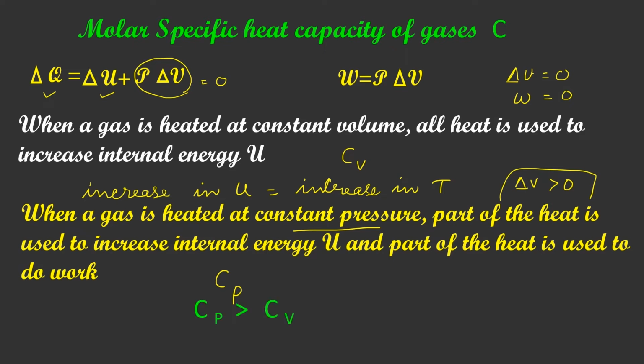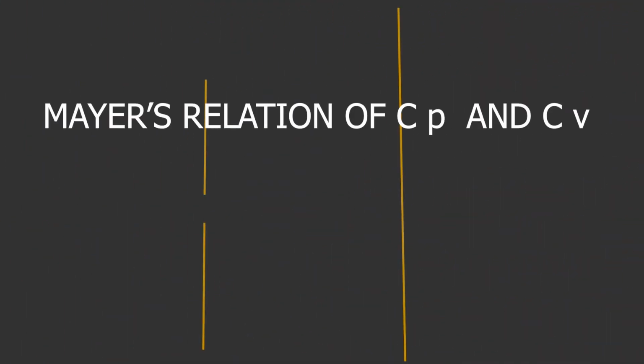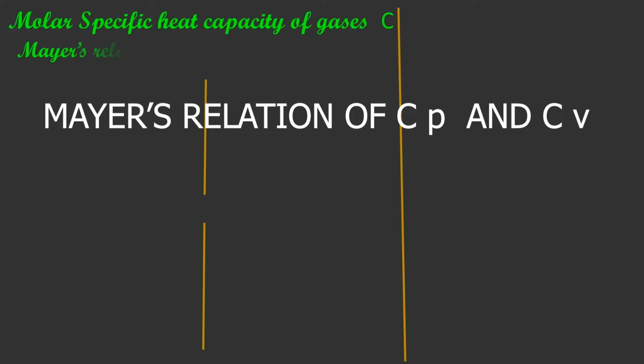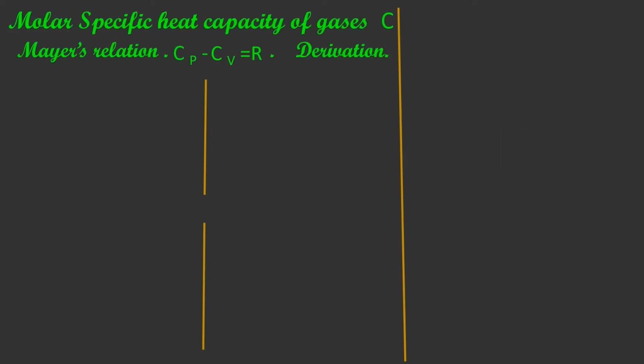So we get the relation Cp is greater than Cv. This is one relation between Cp and Cv. We will see one more relation, that is Mayer's relation. It is a derivation and it is a favorite question for examiners. Mayer's relation says that Cp minus Cv is equal to R. R is universal gas constant. Let us see the derivation.